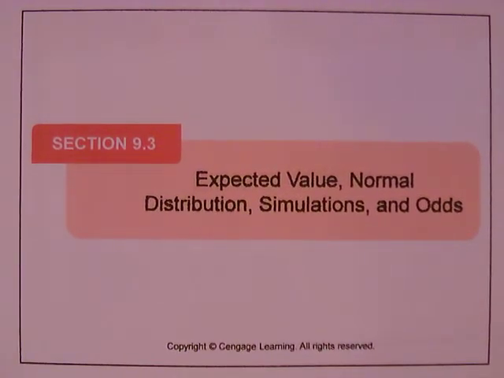In this video, we're going to talk about section 9.3. This is the last section in chapter 9, and this deals with expected value, normal distribution. We're not going to talk about simulations, but we will discuss odds. So all we'll look at in this section is expected value, normal distribution, and odds.